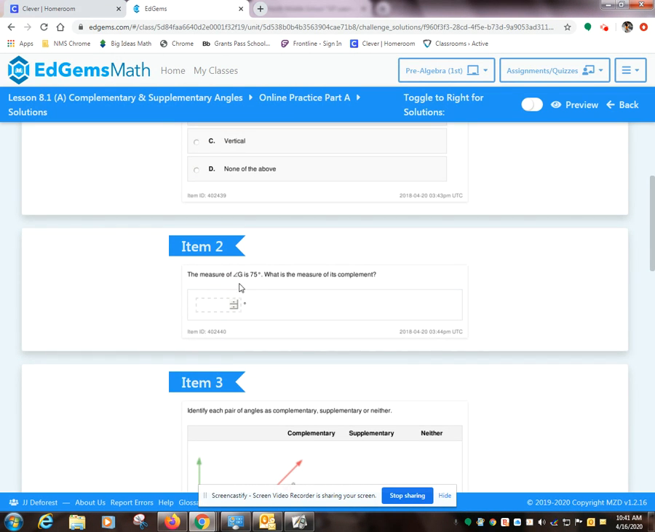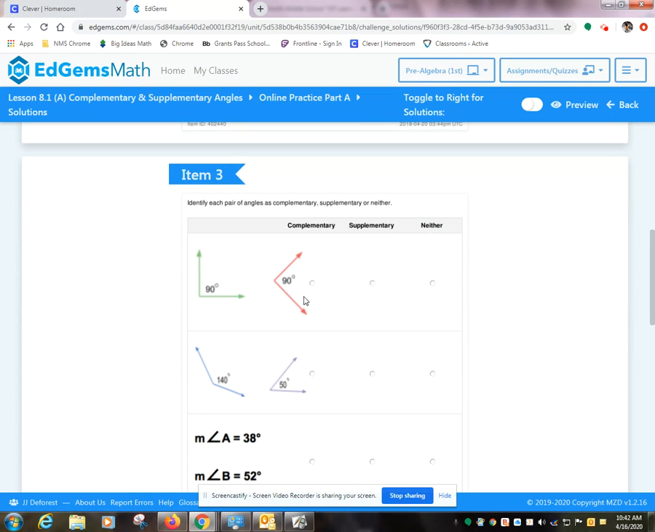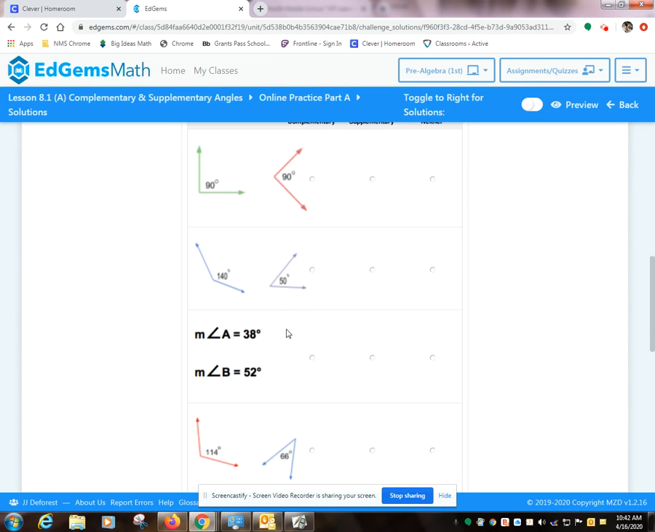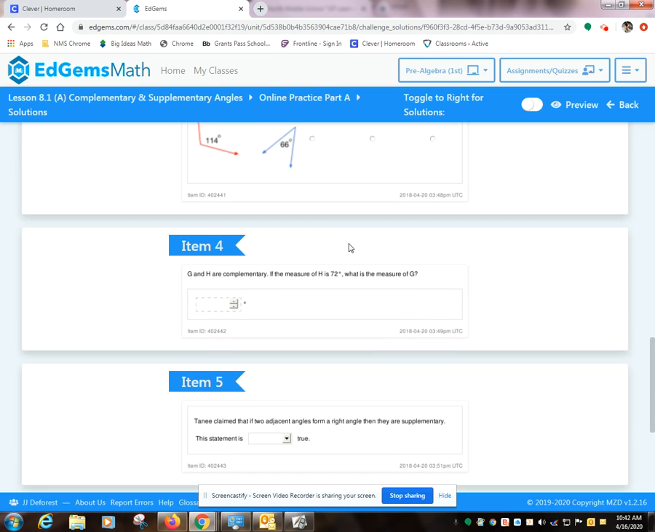The measure of angle G is 75 degrees. What's the measure of its complement? Remember, C is before S and 90 is before 180. We're looking for the measure of an angle that would be complementary to angle G, that's 75 degrees. Then look at these pairs. Are those two numbers going to add up to be complementary, supplementary, or neither? It's the same all the way down. I think it's pretty self-evident. Number 4: G and H are complementary. If the measure of H is 72, what's the measure of G?